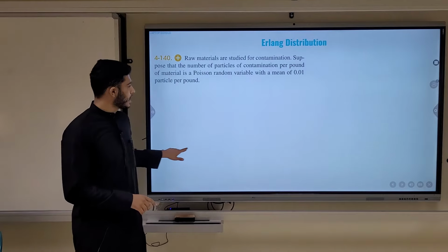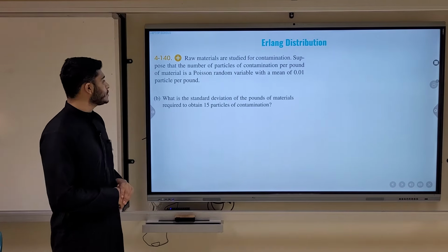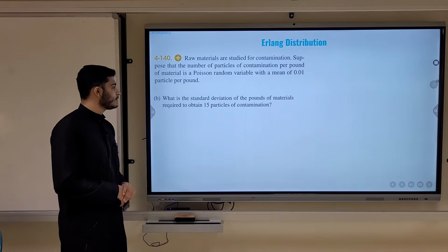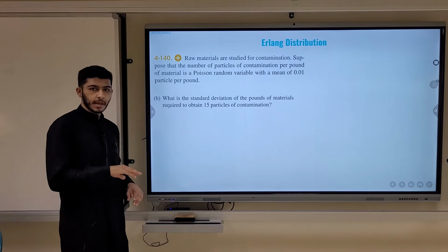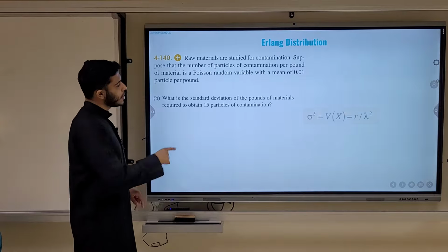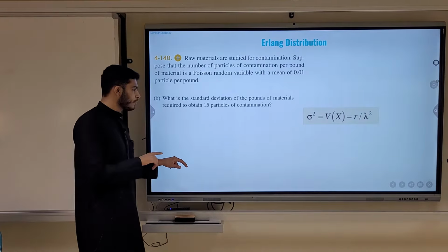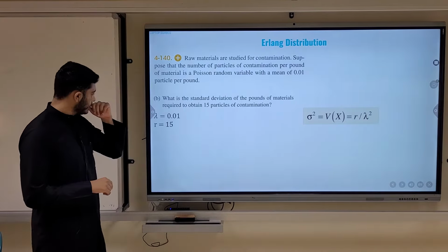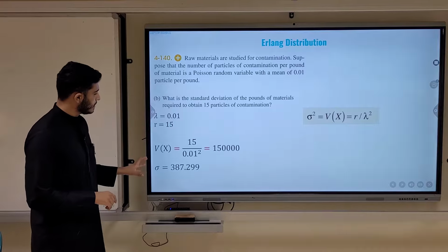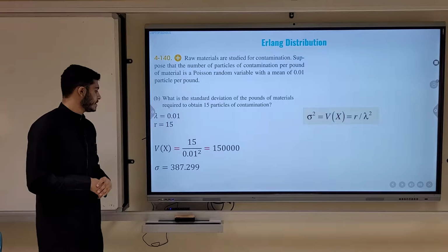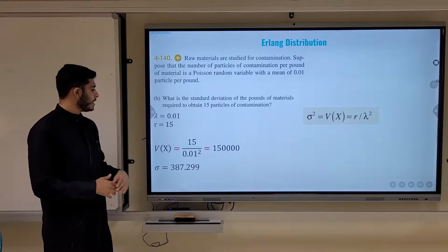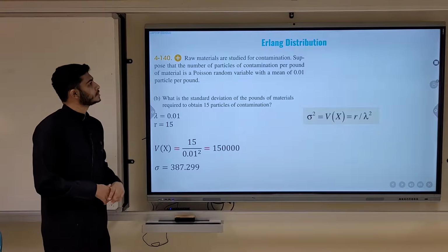The next part of the question is, what is the standard deviation of the pounds of material required to obtain 15 particles of contamination? Same numbers, but now we're going to use a different formula, the one for the variance, and then from it we're going to find the standard deviation. Here are the parameters, the same as they are, and here is the answer. We found the variance first, then we found the standard deviation.